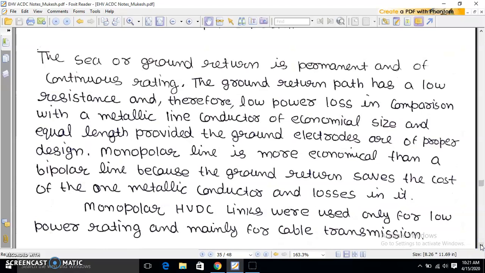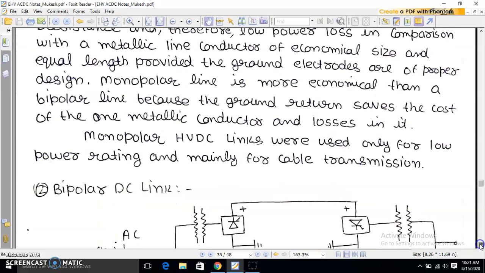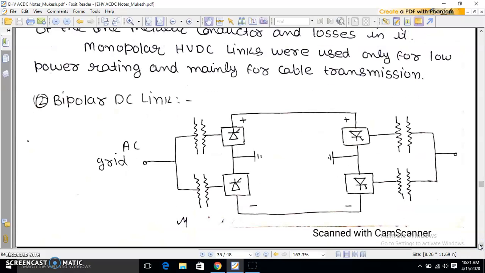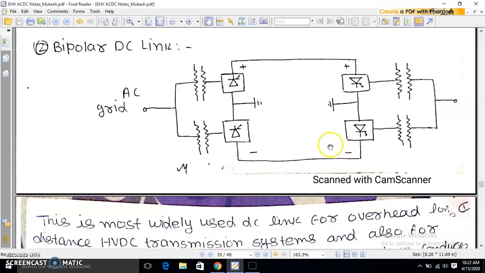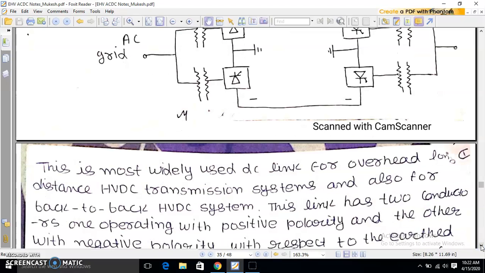Monopolar HVDC links were used only for low power rating and mainly for cable transmission. Moving on to the bipolar DC link. This is the basic diagram of the bipolar DC link. This is the most widely used DC link for overhead long distance HVDC transmission systems and also for back-to-back HVDC systems.